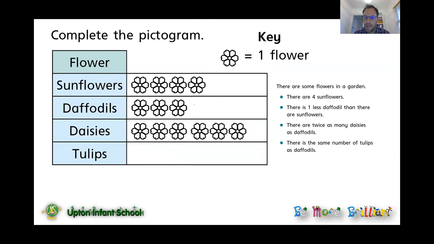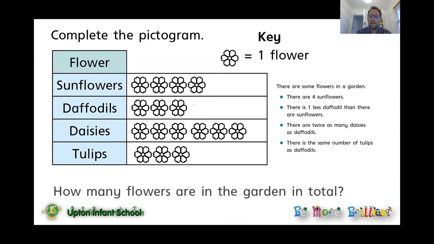And last of all, it says there is the same number of tulips as daffodils. So how many daffodils are there? 3. So how many tulips will there be? 3. So hopefully your pictogram looked a little bit like that. Now, there's just one last question for you on this pictogram, which is how many flowers are there in the garden in total? Can you work that out?